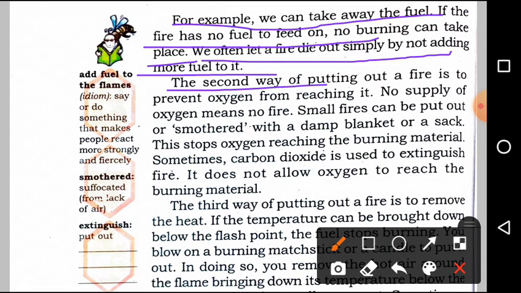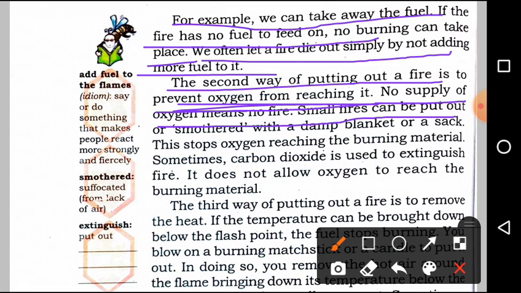The second way of putting out a fire is to prevent oxygen from reaching it. And what is the second option? The second option is to prevent oxygen from reaching the fire. If we somehow stop oxygen from reaching that fuel or that fire, it will also stop. No supply of oxygen means no fire.